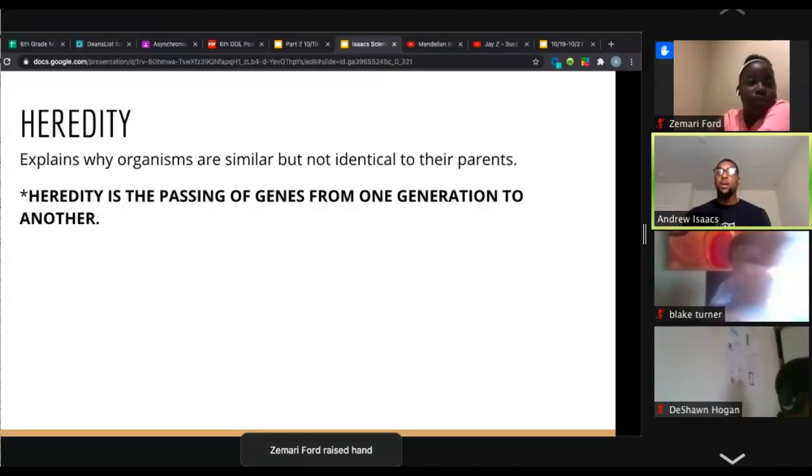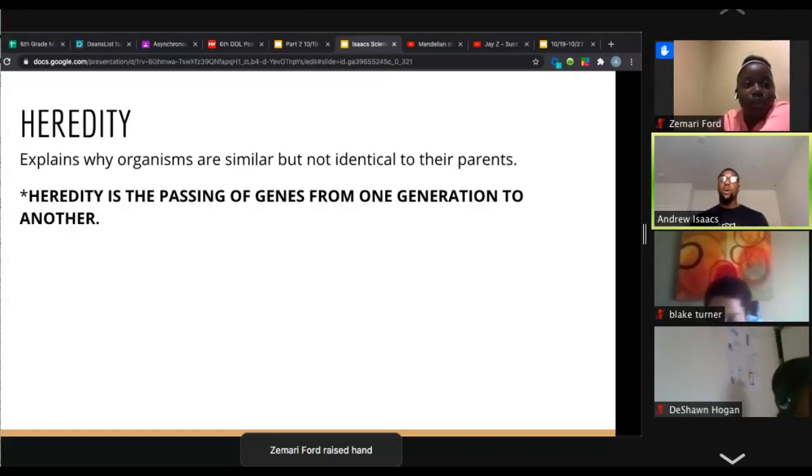So remember how we were saying some of us have similar traits to our parents, some of the similar traits to our brothers and sisters. Well, the reason why you all have the same type of traits is because of what is called heredity. Okay, so let's make sure we put heredity under our vocabulary.